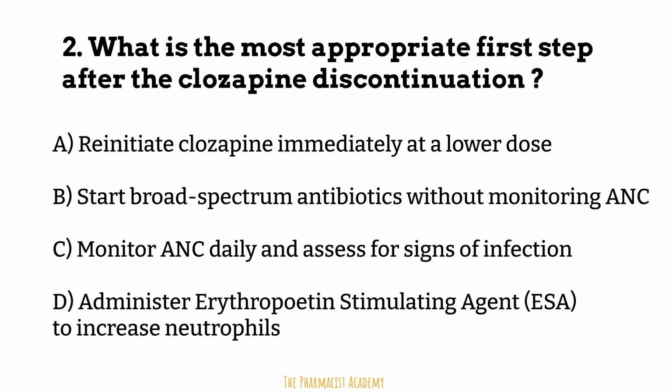Let's see what we can eliminate. D is automatically out because we use erythropoietin-stimulating agents to stimulate the bone marrow to make more red blood cells, not neutrophils. A is out because the ANC is still low and hasn't been addressed. So it's really between B and C. It's not B because we only start antibiotics if we have concerns of an infection. And the patient case did not provide any information about the patient having signs and symptoms of an infection. We monitor the ANC daily or every other day and also monitor for signs and symptoms of an infection.